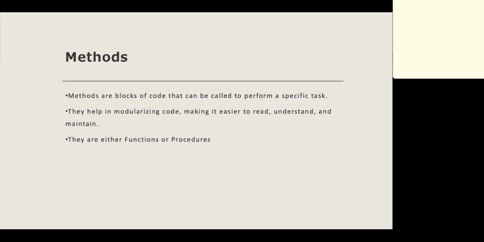So, essentially, functions are part of a bigger thing called methods. Methods are essentially blocks of code that can be called to perform a specific task. They help in modularizing your code, making it easier to read, understand, and maintain. And they fall into two groups, either the functions we previously talked about or procedures. So what's the main difference?